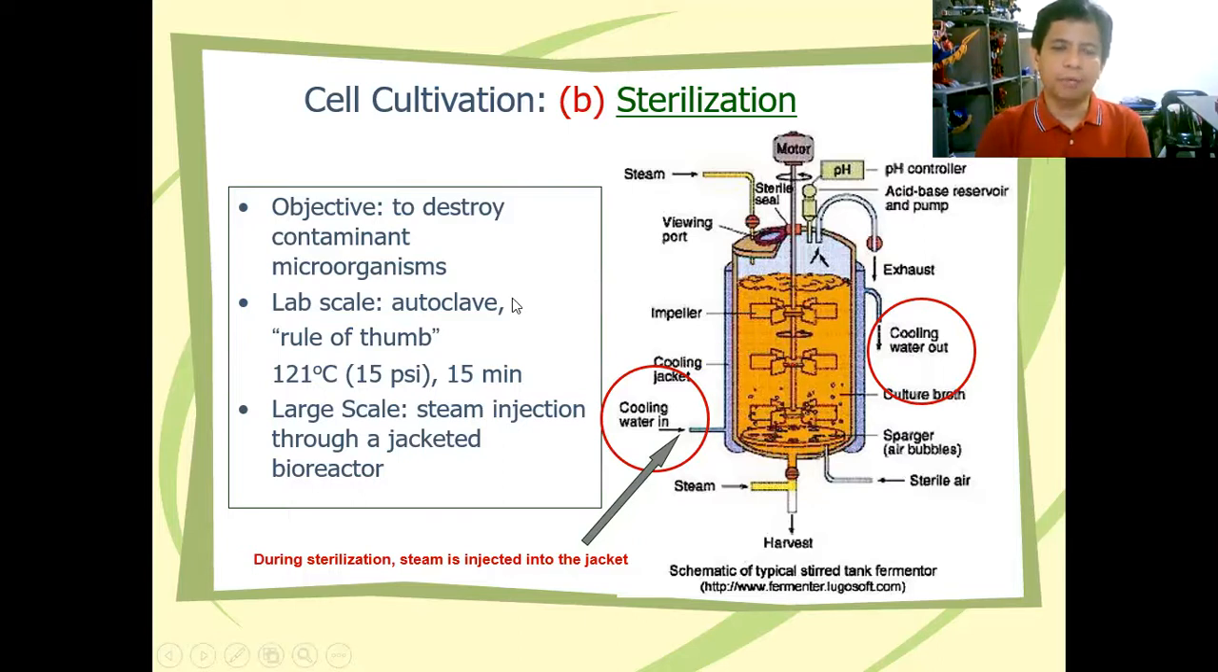So usually ang ginagamit dito ay pressure cooker or autoclave. Ang rule of thumb, ito kailangan tandaan nyo, is 121 degrees Celsius, 15 minutes. Itong 15 PSI, ito yung pressure sa pressure cooker. No? 15 PSI gauge yan. So mga 30 PSIA, 15 PSIG. So, pag large scale, you inject steam through the jacketed bioreactor. Steam yung padadaanin natin dito ano during sterilization. Tapos dun lalabas.